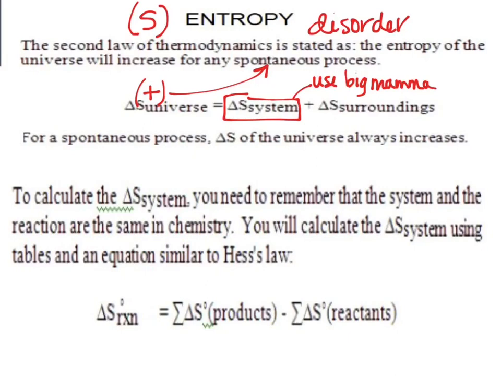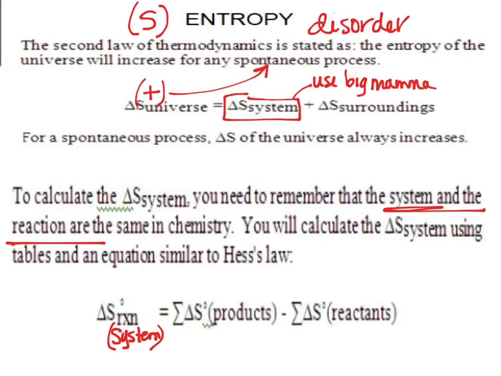Now, in chemistry, the system and the reaction are the same. So the delta S, again, this is Big Mama, S for the reaction, or you can call it the system, is products minus reactants. Any questions over that? Okay.